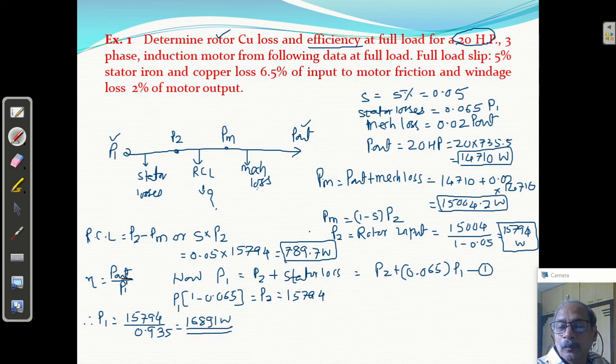Once you know P1 and we know P out, we can find the efficiency. Efficiency of the motor equals P out upon P1 into 100. P out is given as 14,710, upon P1 which is 16,891, into 100. By using this formula, we can get the efficiency. So what is the efficiency we are getting?